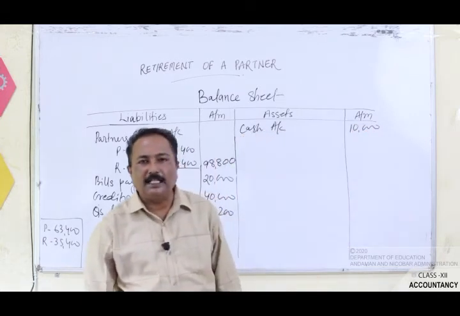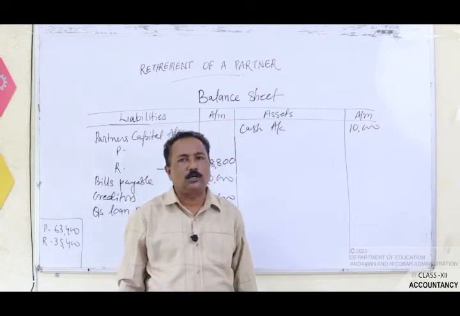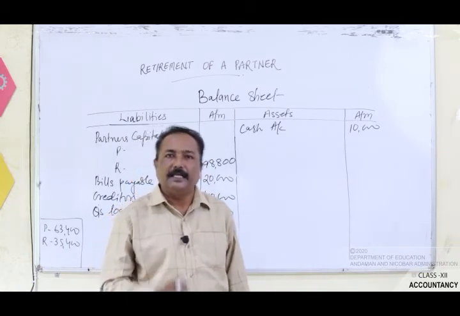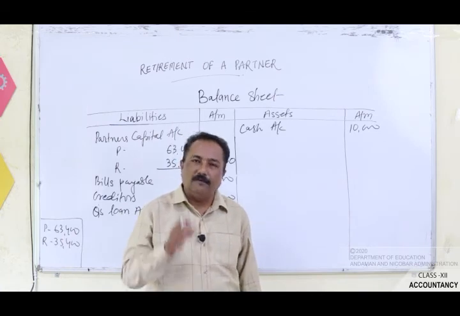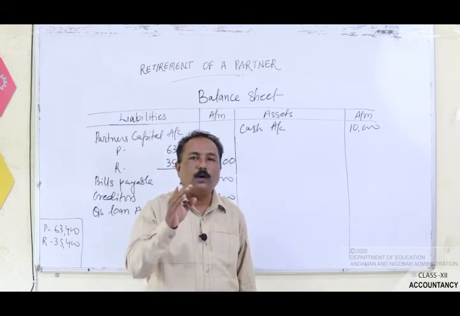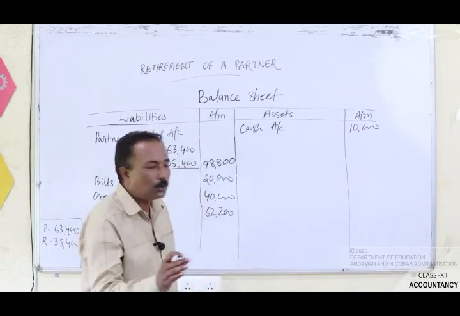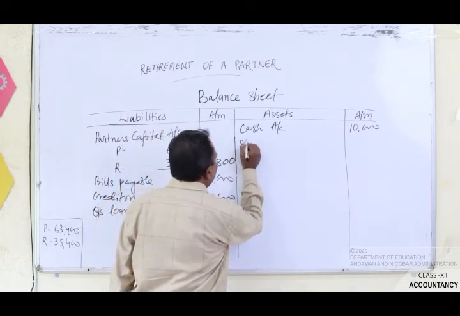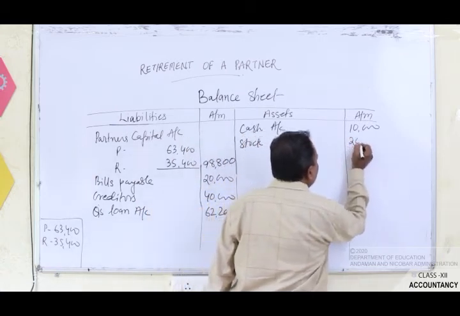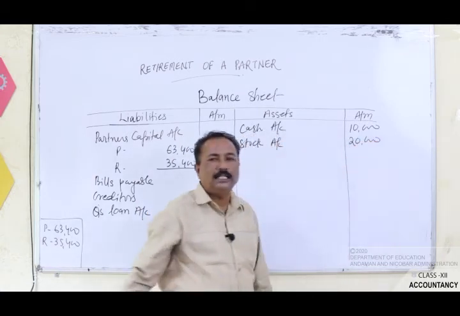Now, let us pass on to the next item, that is the stock. The stock's value which is shown in the old balance sheet is rupees 20,000. The value of stock has neither increased nor decreased. So, what you have to do is show the same figure here for the stock, and it is rupees 20,000. Now, let us pass on to the next item.